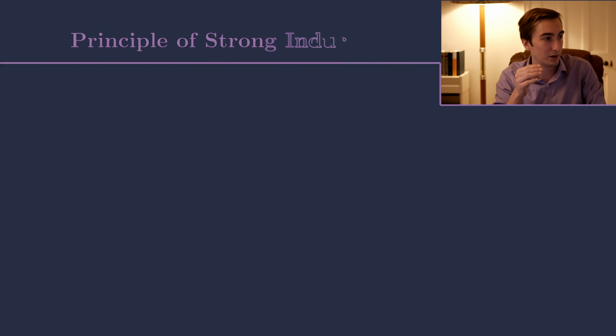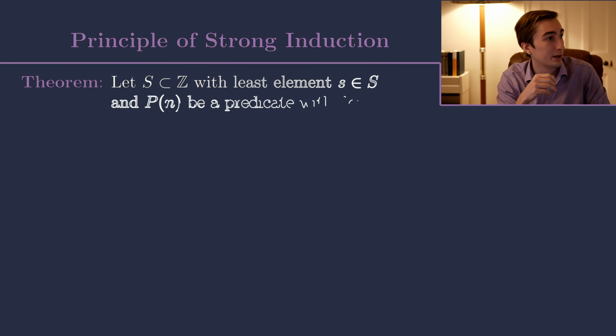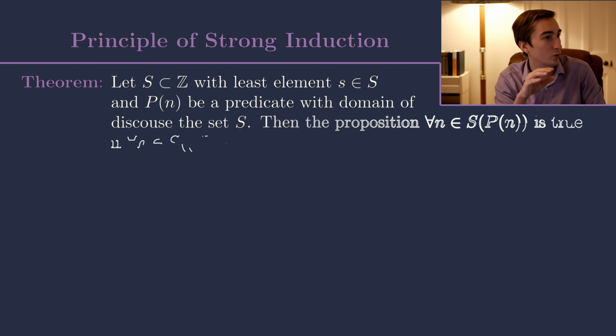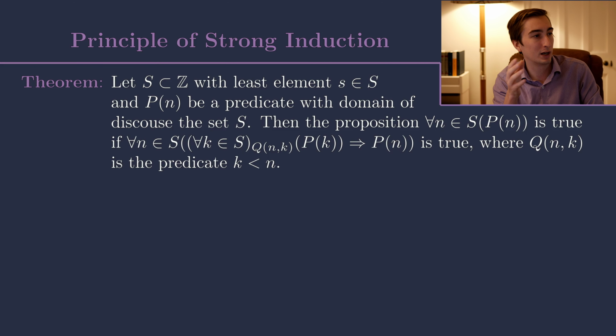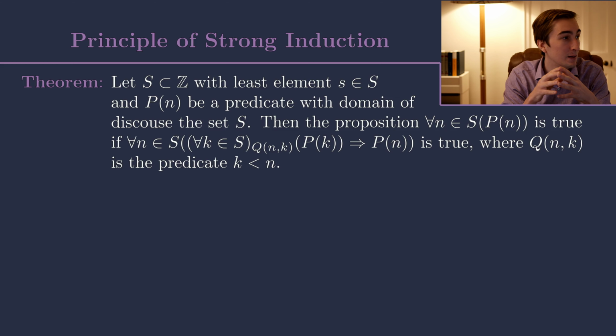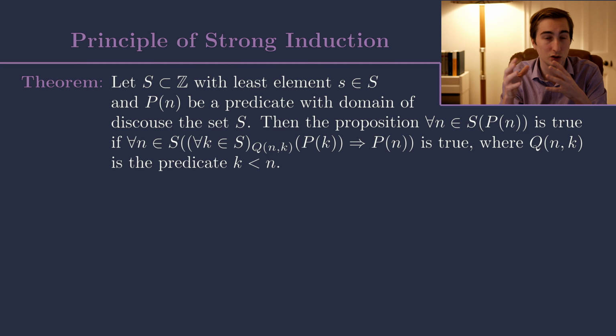So rather than waving my hands around and thinking about dominoes, let's look at the specific theorem of the principle of strong induction. It has a similar setup to what we have for weak proofs by induction, where we have statements of the form for all n in s, P of n, where s is a well-ordered set. This time we're going to take s as a subset of the integers, and it has a least element s, and P of n as always has its domain of discourse in this well-ordered set. And we say that this thing is true if this long compound proposition we've got here is true.